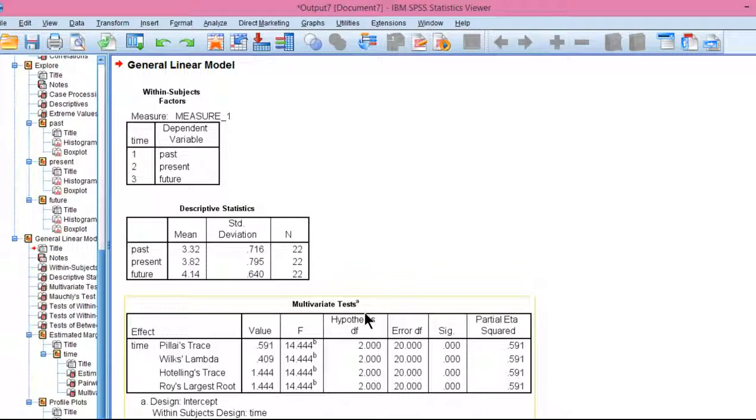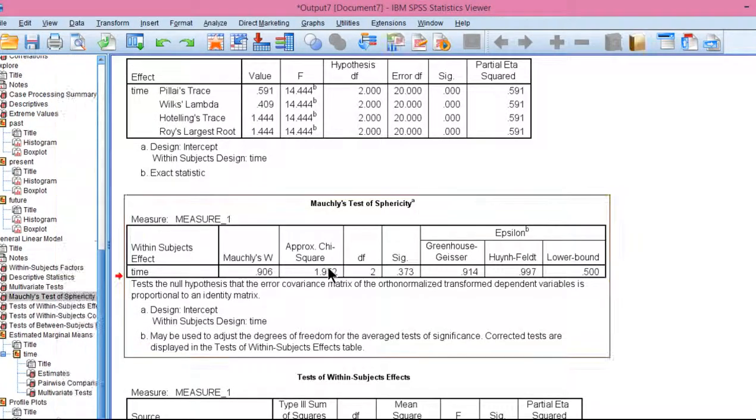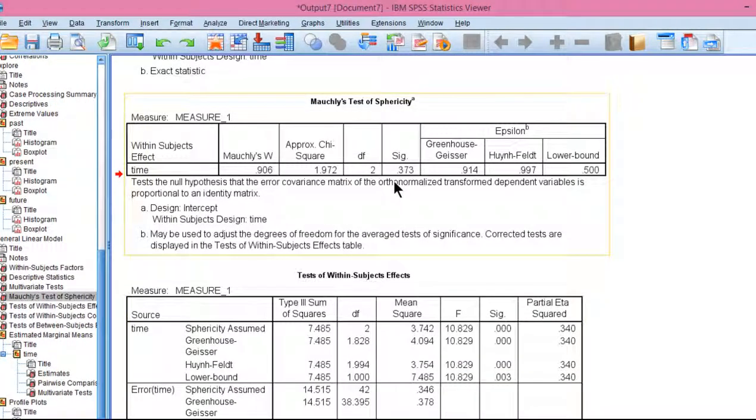So here's the analysis, and we can see that the means are 3.32, 3.82, and 4.14. Again, this is for the people, 22 sample size, for the people who have not won the lottery. And so the pattern of the means is very similar to those who did win the lottery. Mauchly's test of sphericity, not statistically significant.